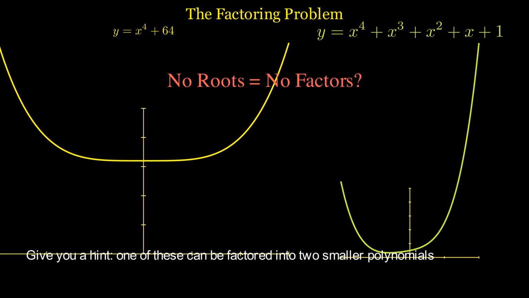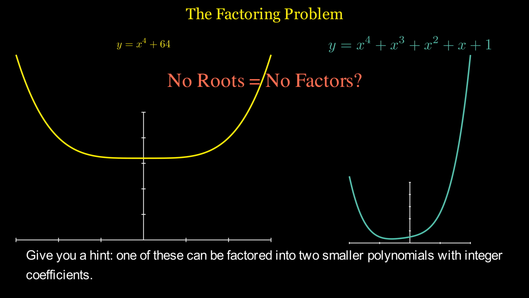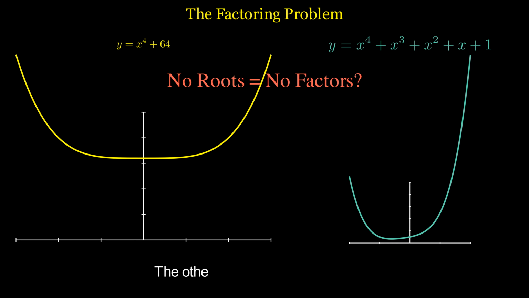Give you a hint. One of these can be factored into two smaller polynomials with integer coefficients. The other is impossible to factorize. Which is which?